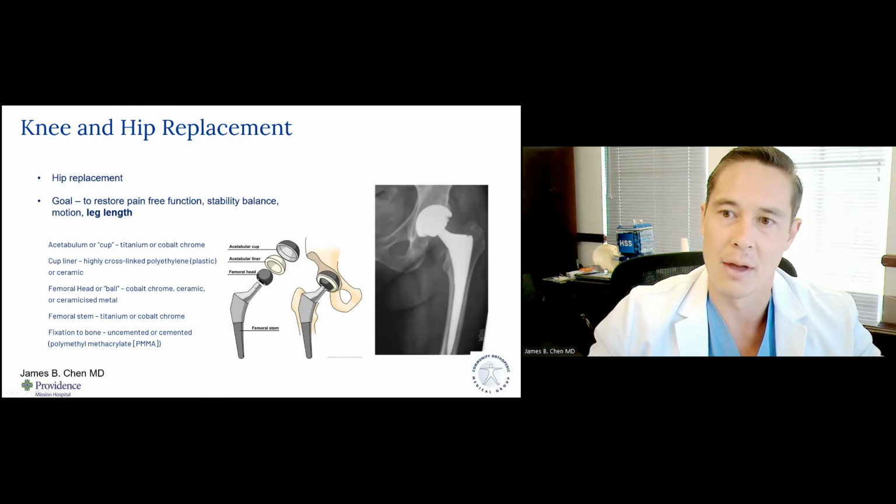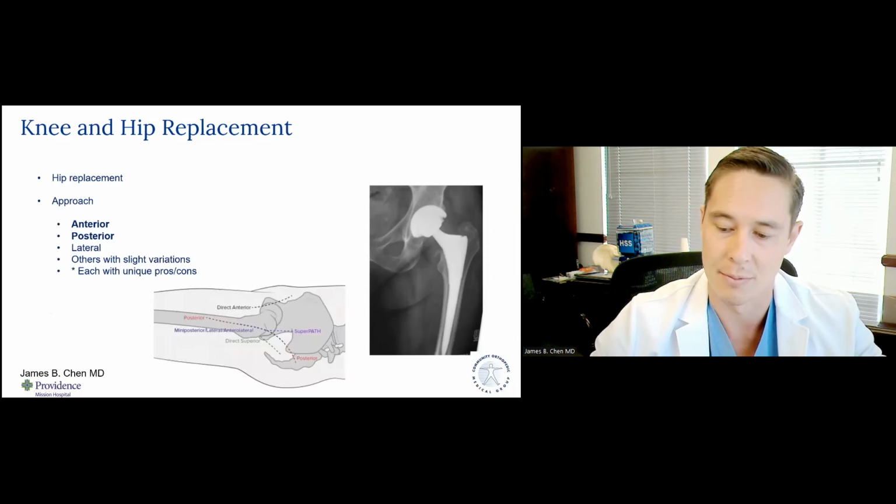So you have a metal cup portion that the bone will grow into over time. Inside that, there's a plastic liner, and then a femoral head, typically made out of ceramic these days, and then a femoral component that goes inside the femur that's made out of metal that, again, your bone will grow into most of the time. Some of these are cemented.